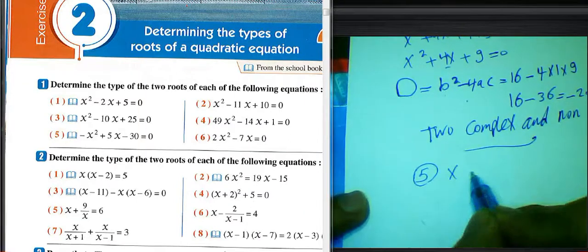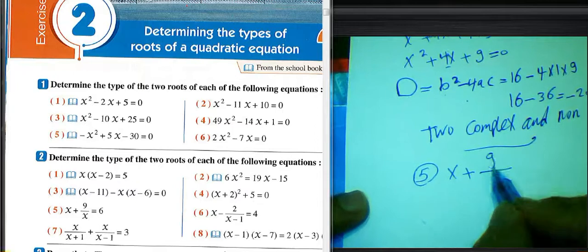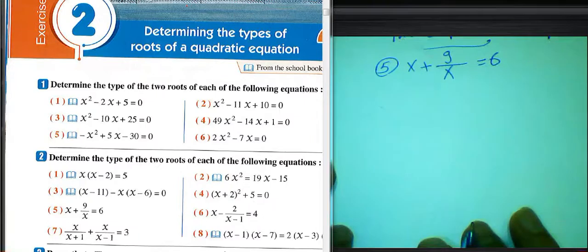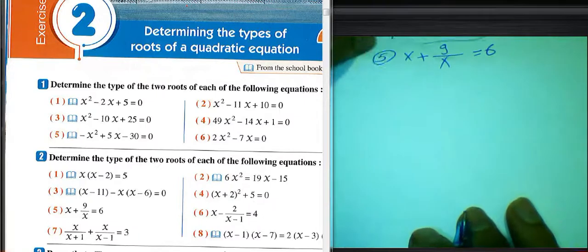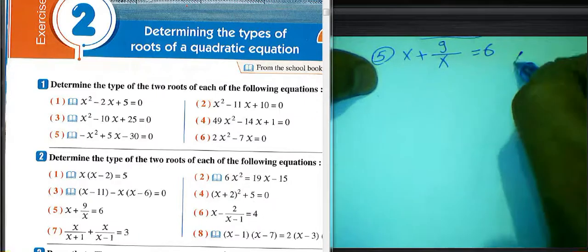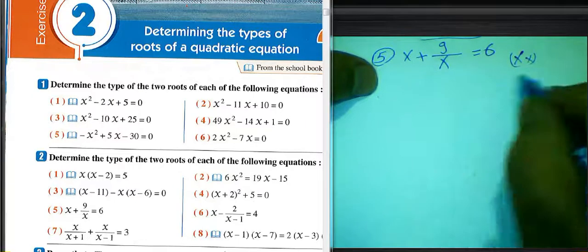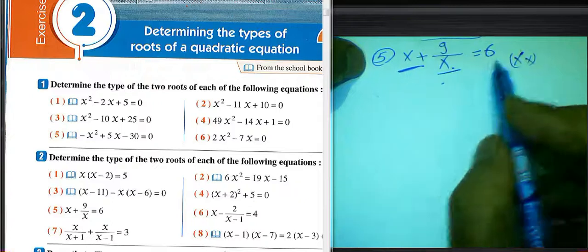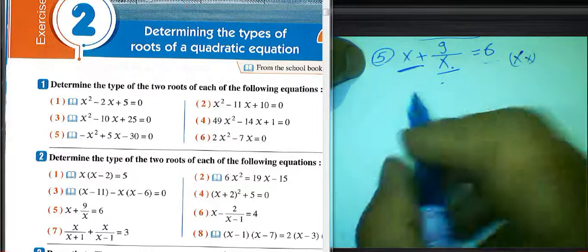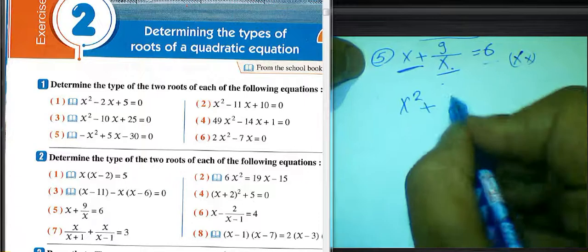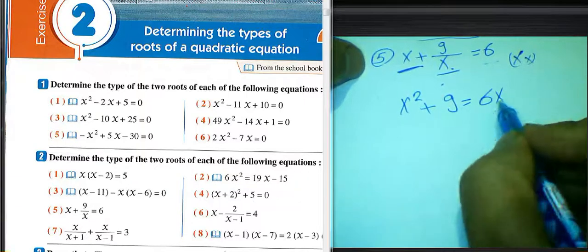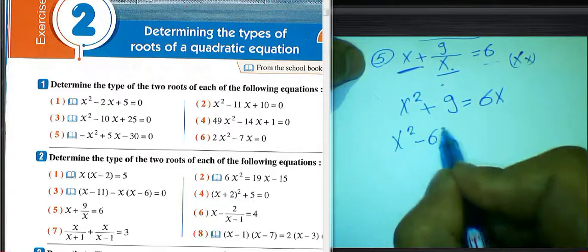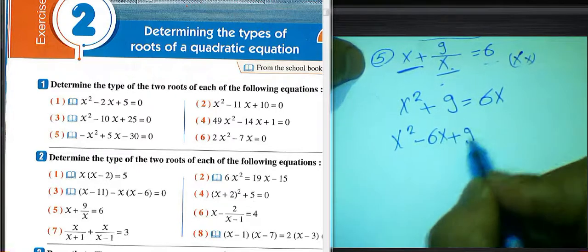x + 9/x = 6. We can solve it. It's very easy by multiplying all the terms by x. x times x equals x^2, plus 9 equals 6x. We'll move 6x to the left-hand side. x^2 - 6x + 9 equals 0.